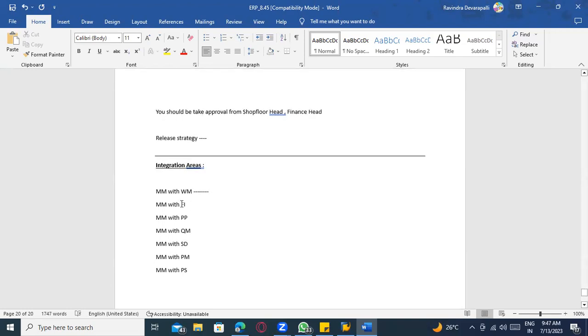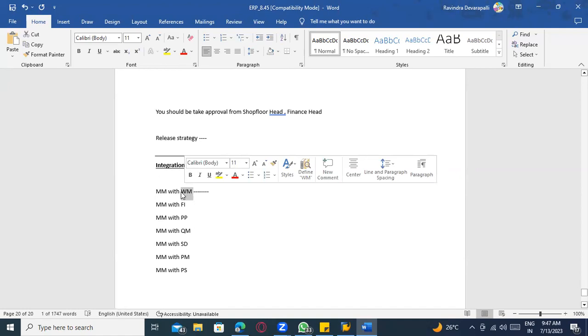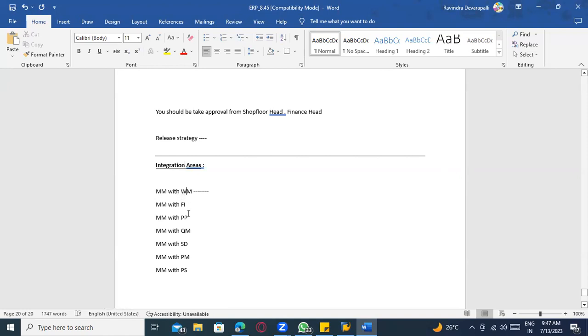Suppose after we receive the goods, if we have warehouse management, then we integrate with the warehouse management people to put the stock. That means we inform the warehouse management team about the goods received, then they will plan accordingly the put away and the removal. So what is the meaning of WM?